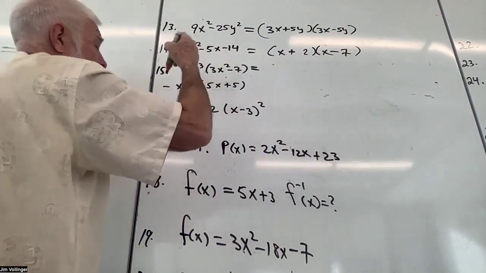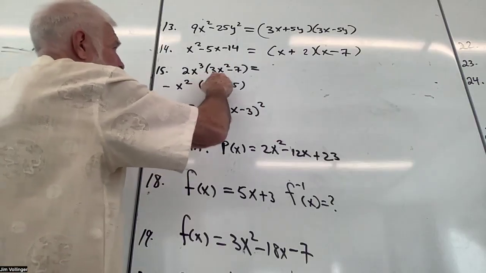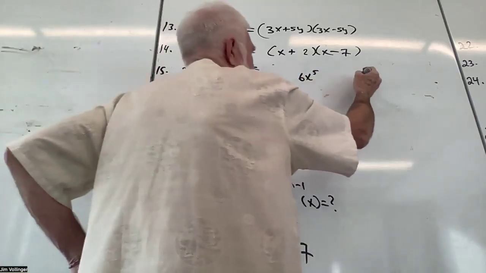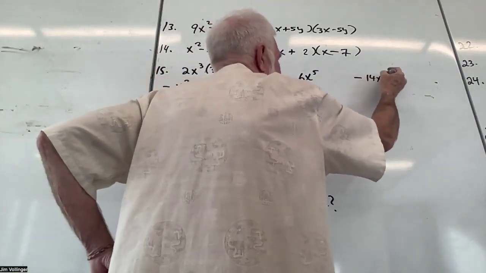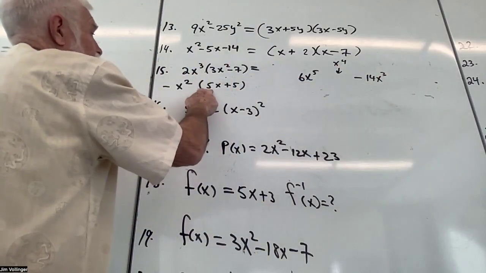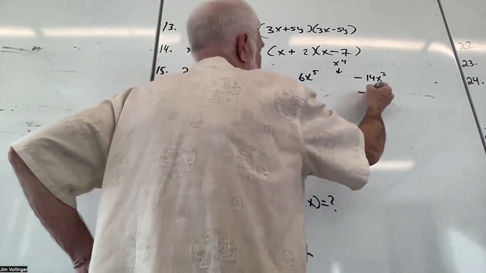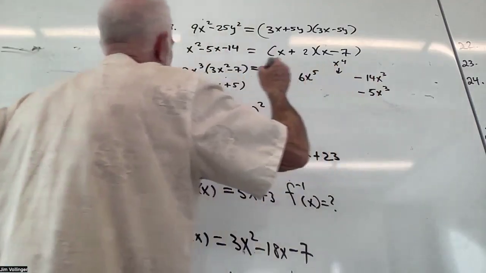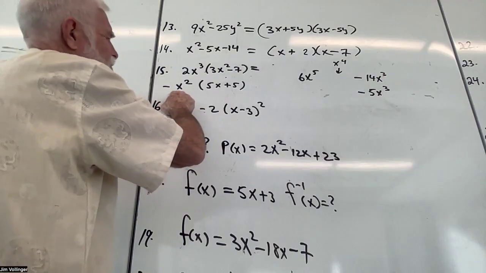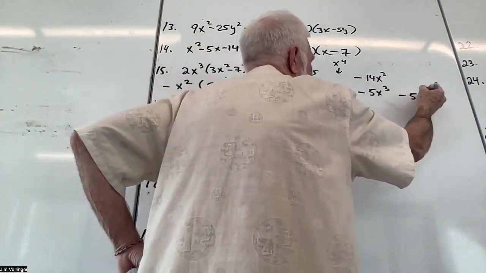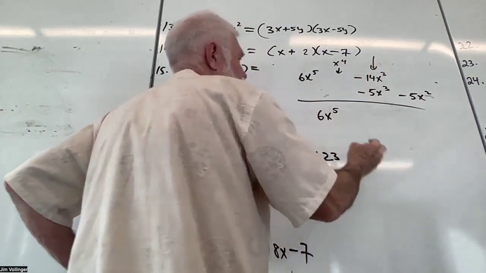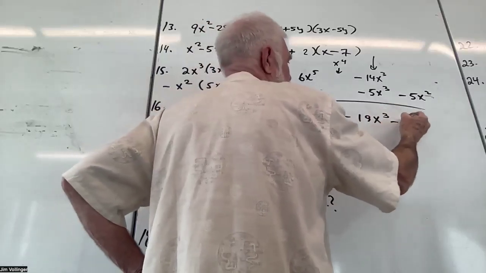Doing this out and adding like terms, 6x to the 5th, minus 14x to the 3rd. I'm going to skip a little space in case I get something to the 4th in this column, right? Minus 5x cubed. Okay. Yep. Minus 5x cubed minus 5x squared. Feeling very slow at the moment. All right, so like terms, the only like terms are in this column, minus 19x cubed, minus 5x squared.